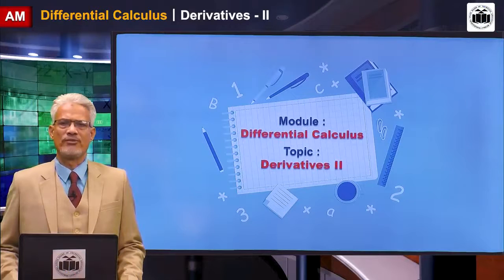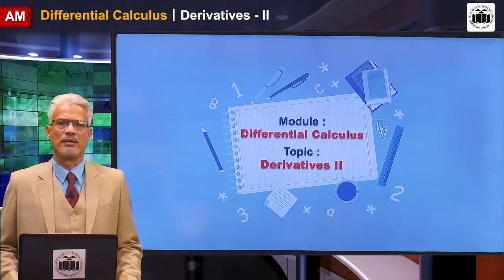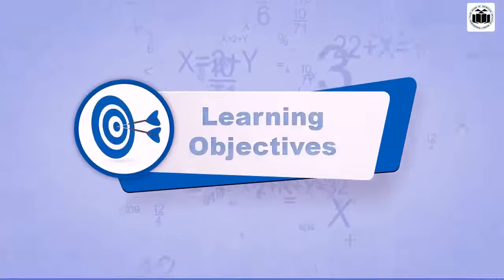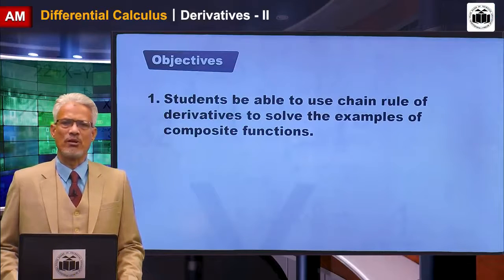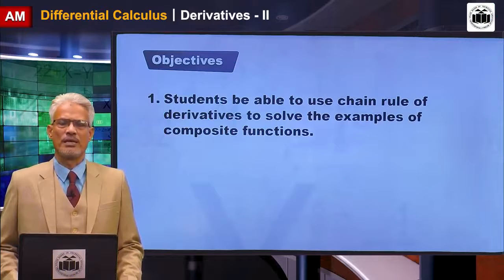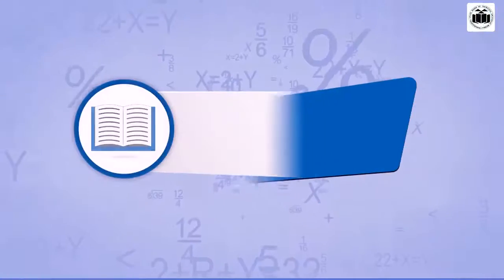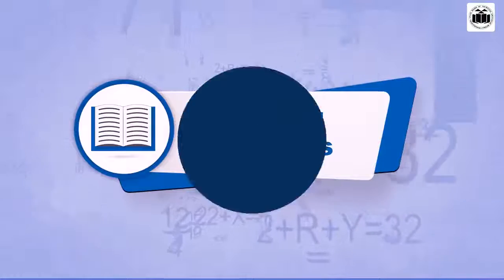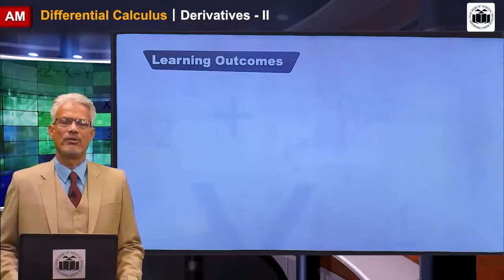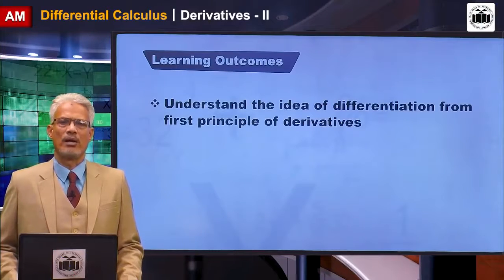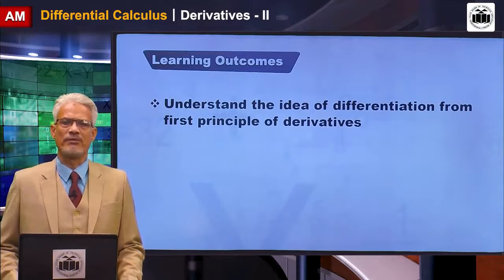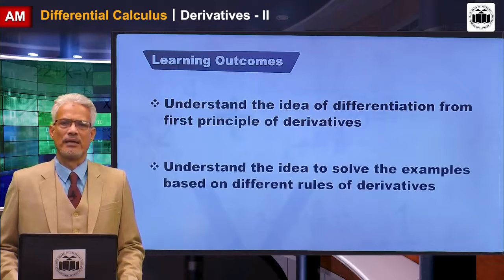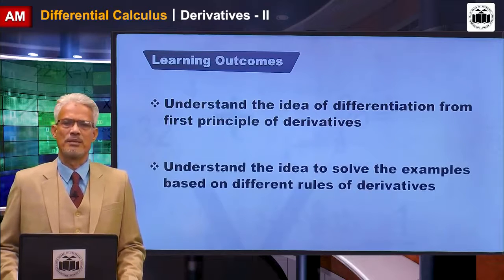Now our module is differential calculus and the topic is derivatives. Students will be able to use the chain rule of derivatives to solve examples of composite functions. Learning outcomes. Our learning outcomes are: first, understand the idea of differentiation from first principle of derivative. Second, understand the idea to solve the examples based on different rules of derivatives.